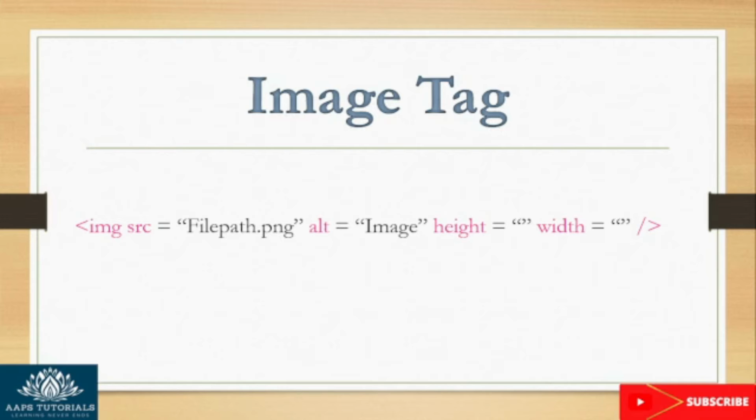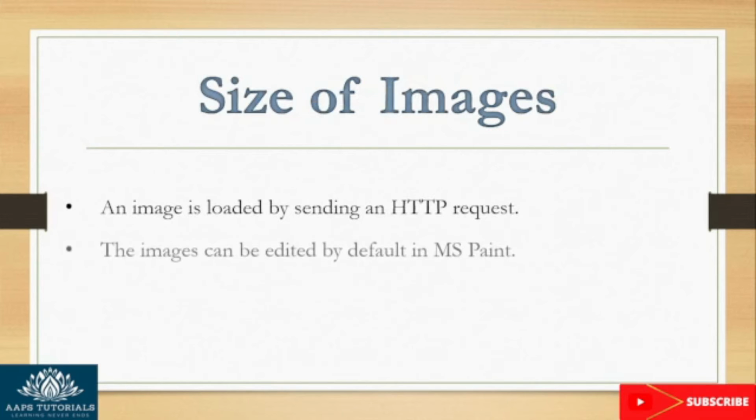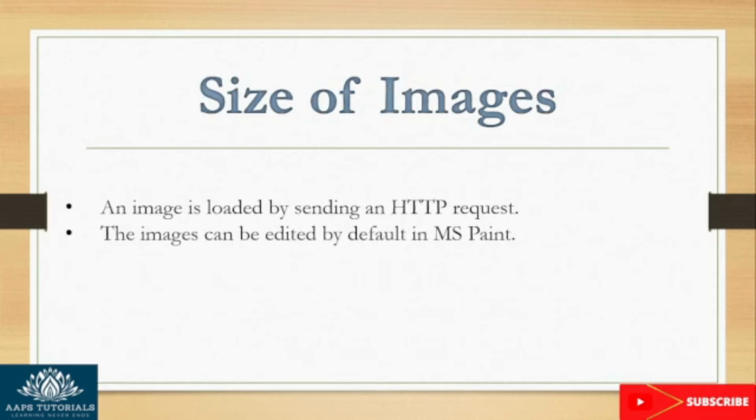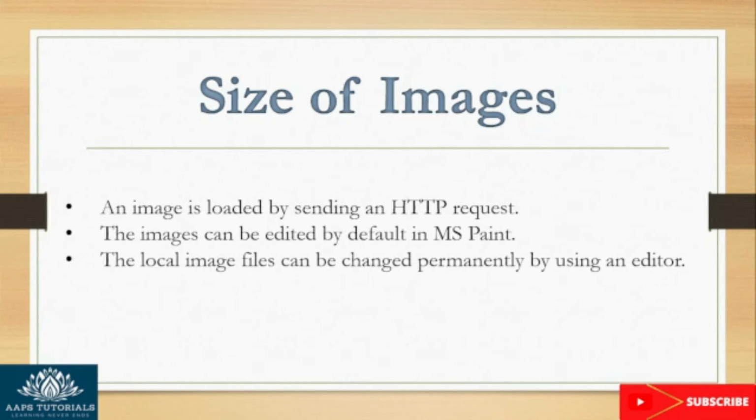An image is loaded by sending the HTTP request in the browser. The images can be edited by default in MS Paint, but these changes can affect the other aspects of the image as well. The size of the local image files can be changed permanently by using an editor, or by using the height and width attributes of the image tag.